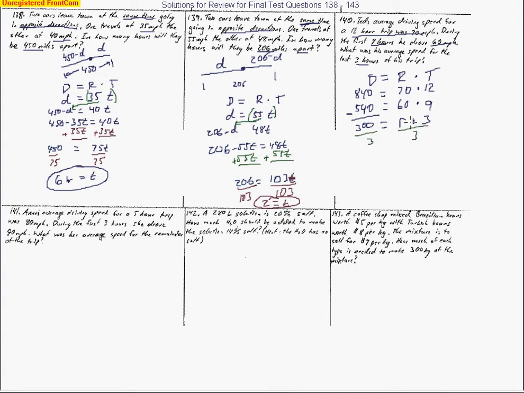If I divide by 3, that's going to give me his average speed for those last 3 hours. So 100 miles an hour is how fast he ended up having to go to average 70 miles an hour.